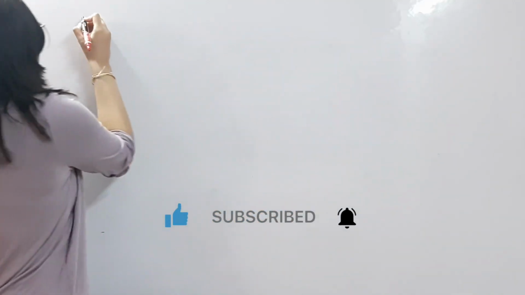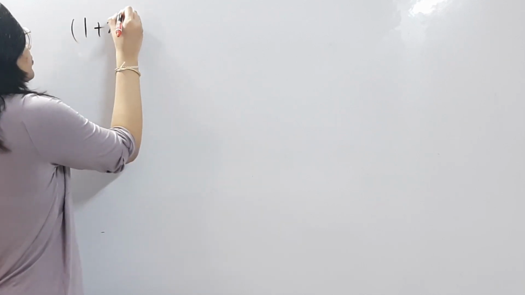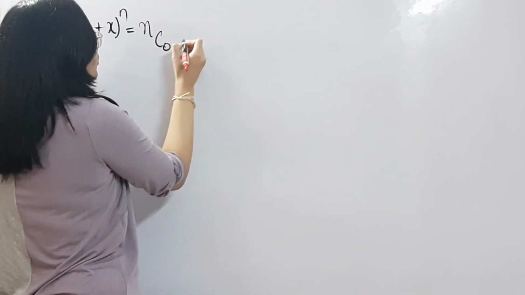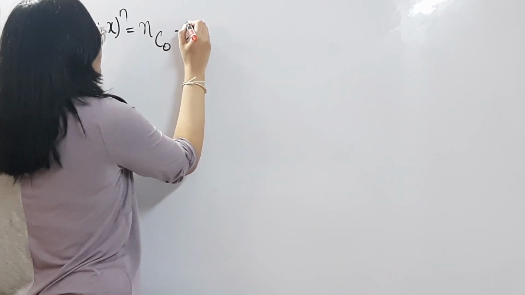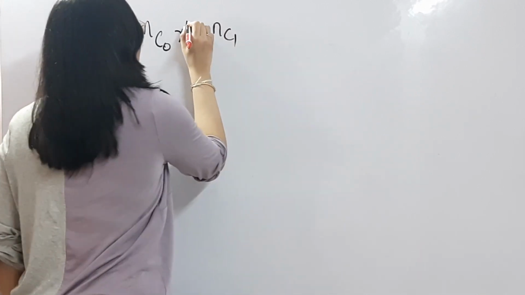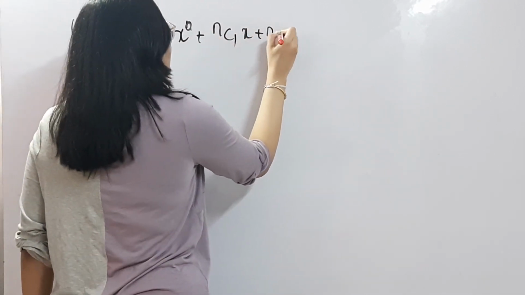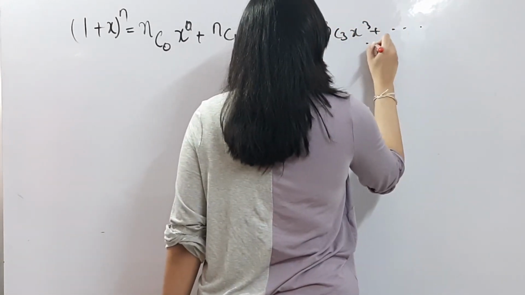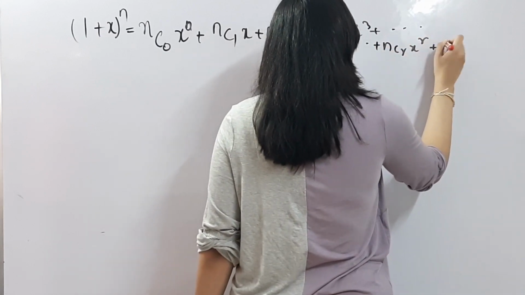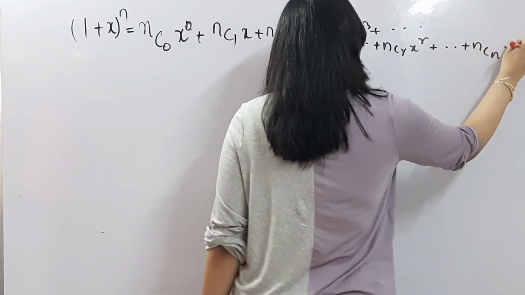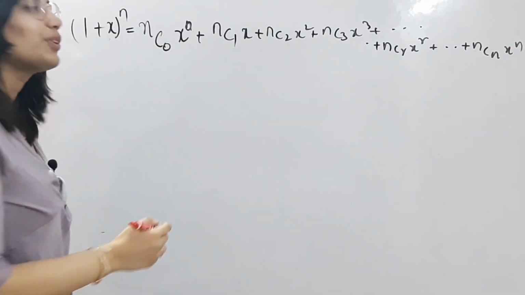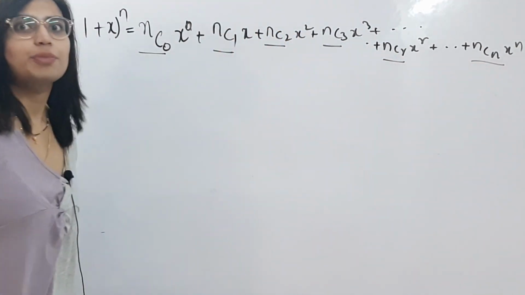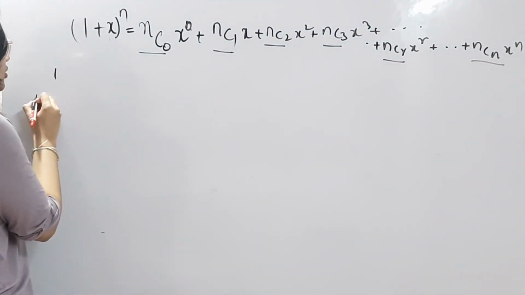So as you know, the expansion of (1 + x)^n, I've shown you this in my previous video. It is nothing but nC0 x^0 + nC1 x + nC2 x^2 + nC3 x^3 + and so on + nCr x^r + and so on + nCn x^n. Right. So you know that these are all called binomial coefficients. This is what I have told you in my previous videos. And these are nothing but represented on Pascal's triangle.